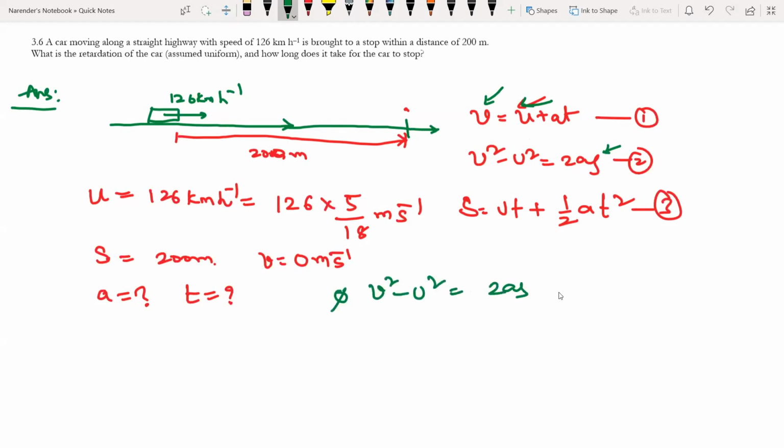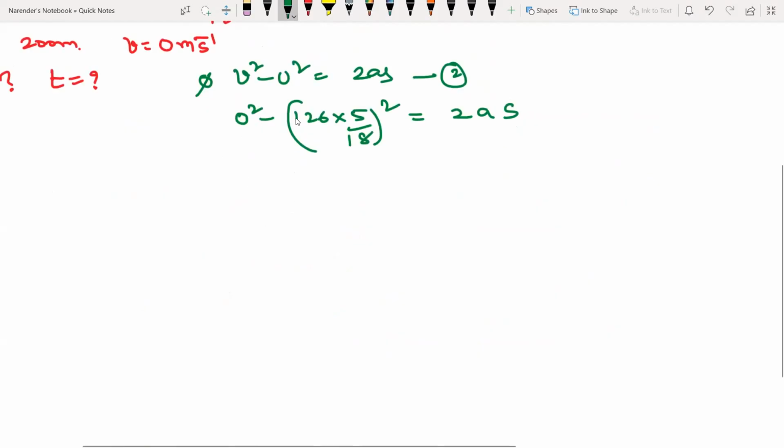Here v square minus u square is equal to 2as, the second equation. What is v square? 0 square minus u square. So what is u square? 126 into 5 by 18 whole square is equal to 2as. So 2 into a into s. s is equal to 200 meters. Now what are you going to get?